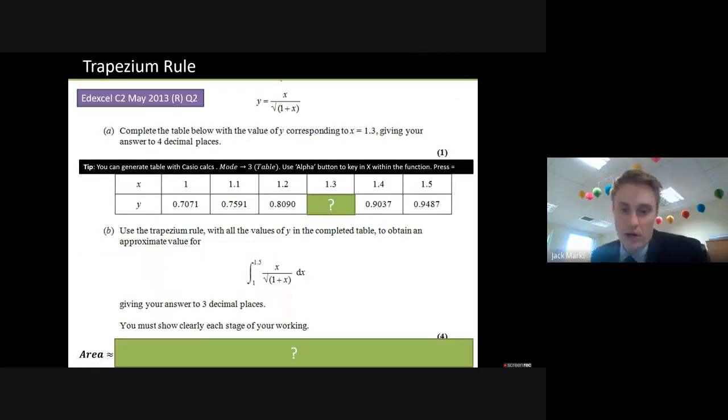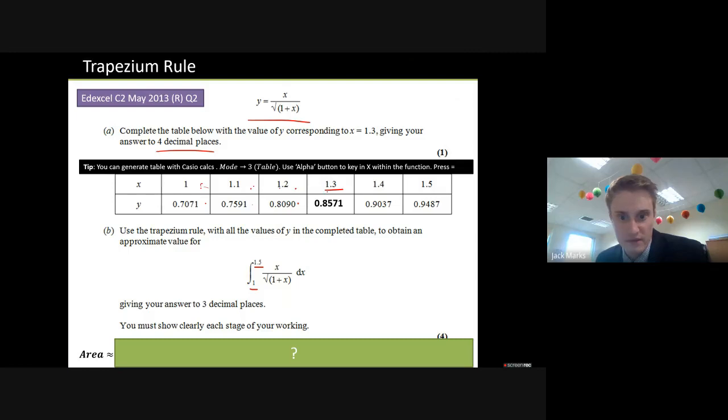So a question might look a bit more like this in terms of being realistic with the difficulty. So here's the function. Complete the table. So that's a nice one because you can see they want you to put that number into there. So you work that one out. You want to do 4 decimal places. And then it says use the trapezium rule. So we're going between 1.5 and 1. Use the trapezium rule with all of the values.